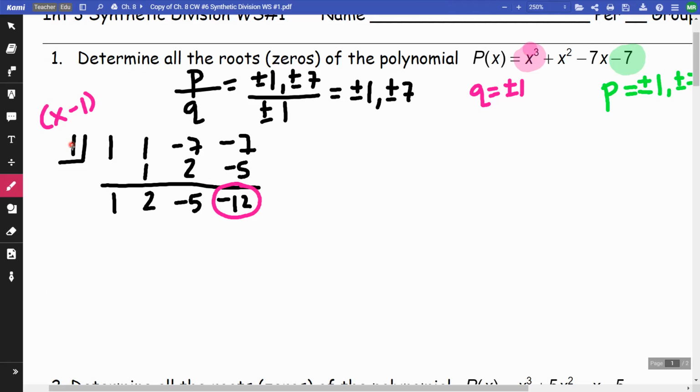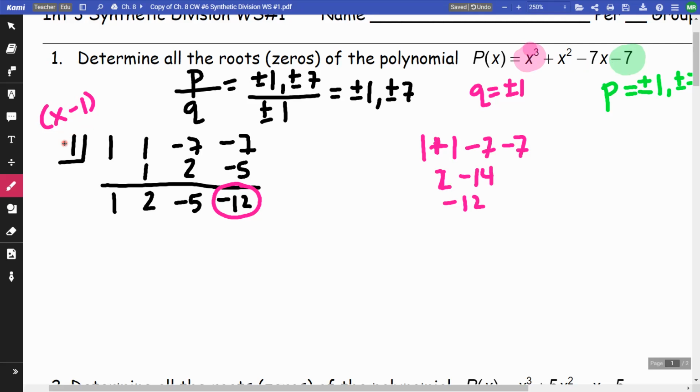So this 1 ended up not giving me a remainder of 0. If I substitute 1 into this polynomial, 1 cubed is 1, plus 1 squared is 1, minus 7 times 1 is negative 7, minus 7. Oh, sorry, that's a plus 1, because it was positive. So I have 1 plus 1, which is 2, minus 14. I get a negative 12.